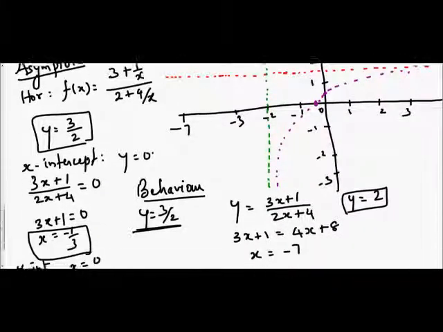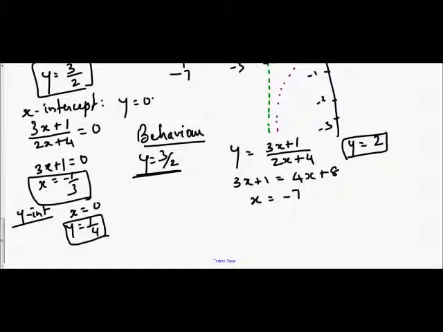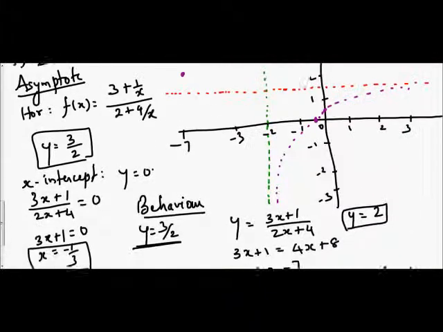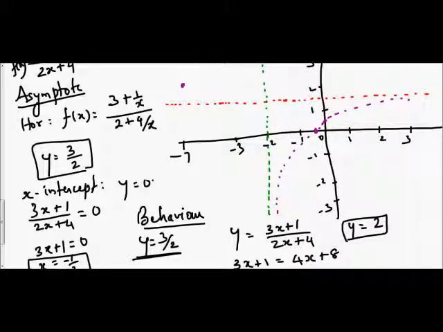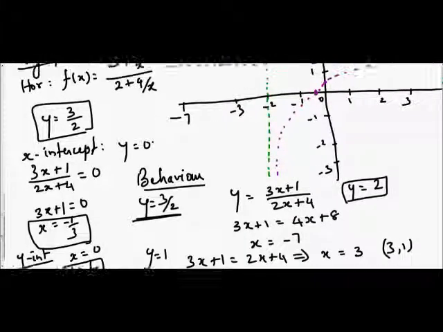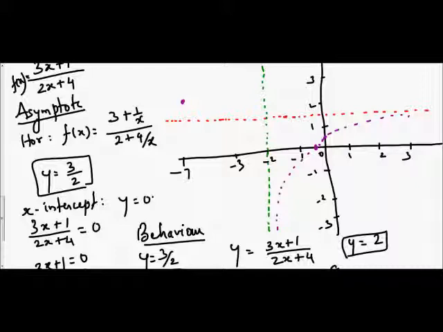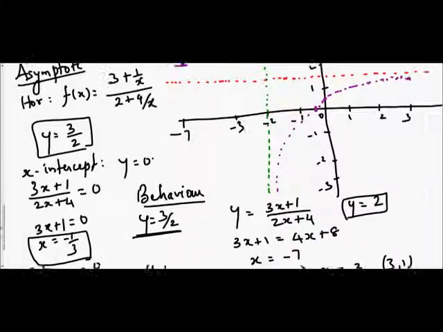What happens for y equal to 1? That is below the horizontal asymptote. Y equal to 1 would give us 3x plus 1 equals 2x plus 4, which in turn would give us x is equal to 3. So x is equal to 3, y equal to 1 is a point on the curve. Let me mark it, which is here, and we have already marked that place. But there is something in this place. We'll see what happens here.